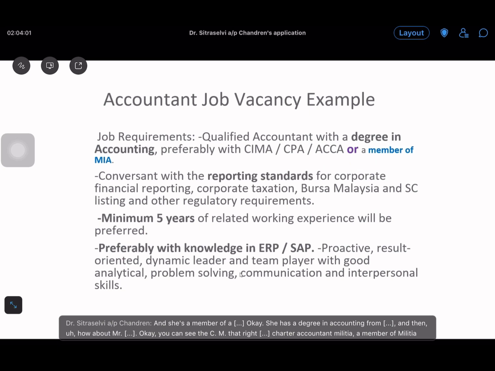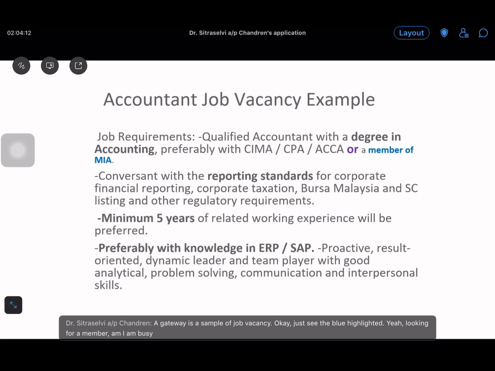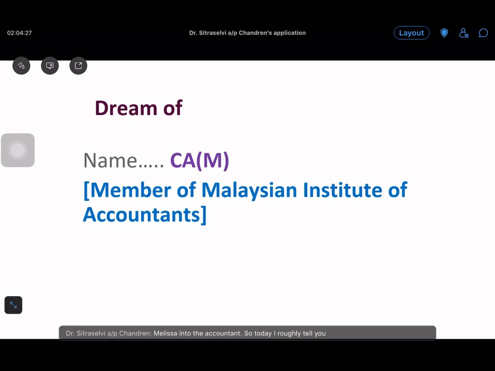So this is how a gateway works. This is a sample of a job vacancy. Just see the blue highlighted. They are looking for a member of MIA, besides a degree in accounting or any professional courses. So all of you must have a dream, those in accounting or the AIS program, you want to be a CAM, a member of Malaysia Institute of Accountants. So today I'll roughly tell you how to become a member of Malaysia Institute of Accountants.